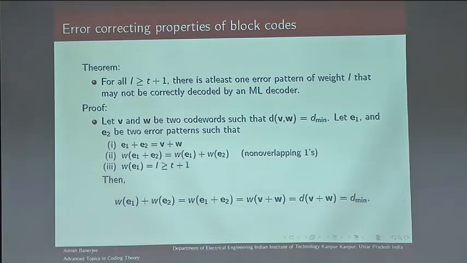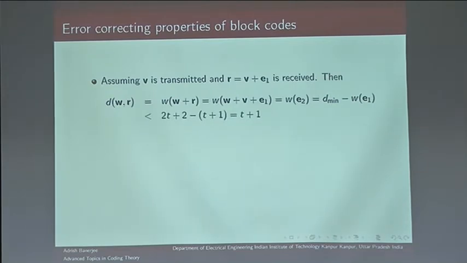Now, let us assume that V was transmitted and the error pattern was E1, which is of weight t plus 1. And I am going to show you the decoder will, instead of decoding in favor of V, decode in favor of some other code word. That means it cannot correct error pattern of weight E1, which is at least t plus 1. So, let us assume that code word V was transmitted and what you receive was R.